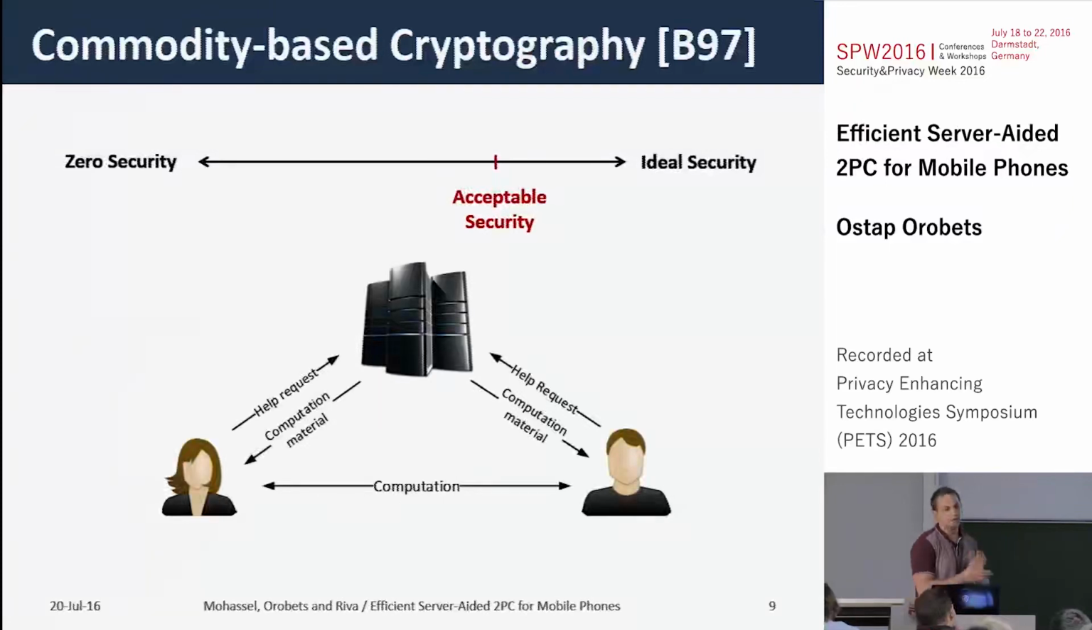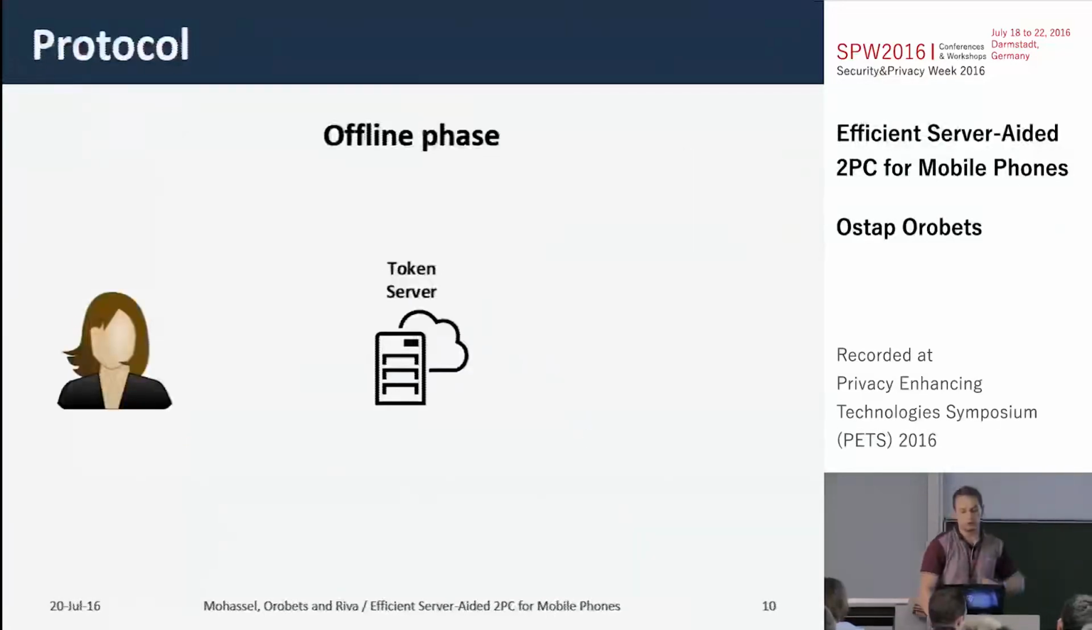So basically commodity-based cryptography says there are two parties who want to perform some computation. They are looking for some help, and not with outsourcing the computation itself. They are looking for some computation material that they will use later on, which they cannot produce efficiently themselves. They will get it, and they will use it to perform the computation efficiently. So having this in mind, and those two offline and online phases, let's dive into our protocol.